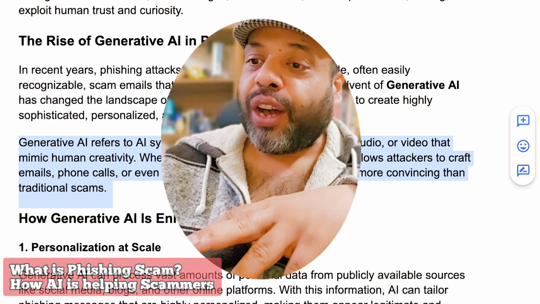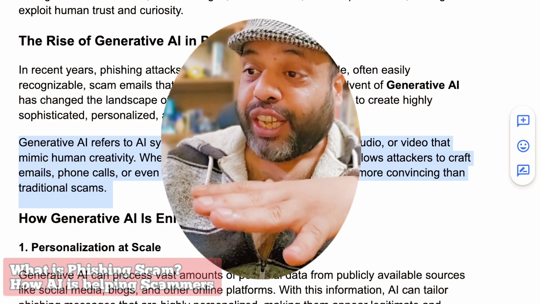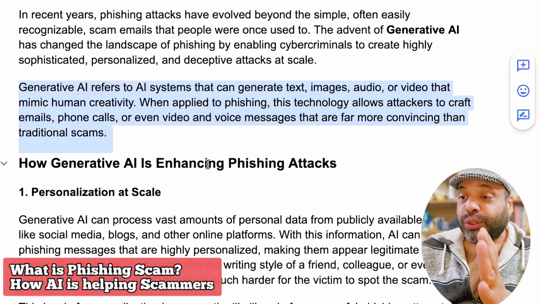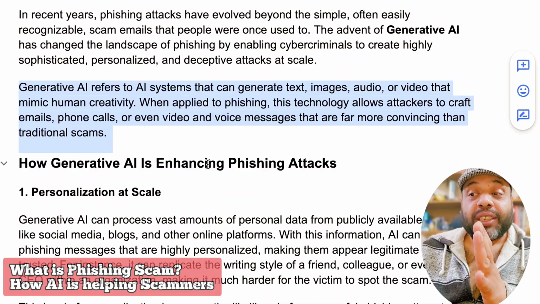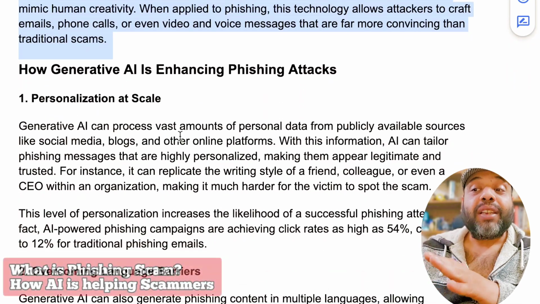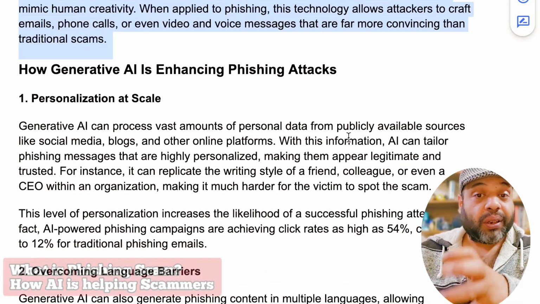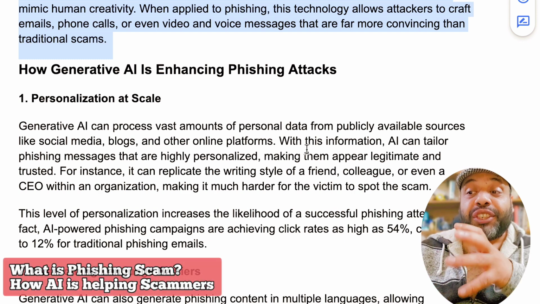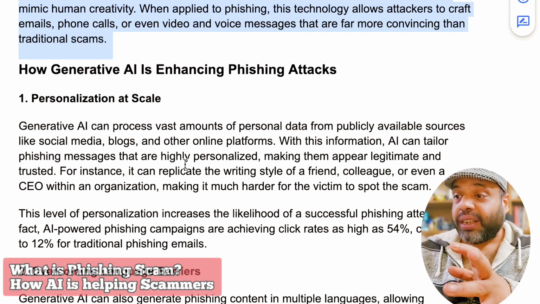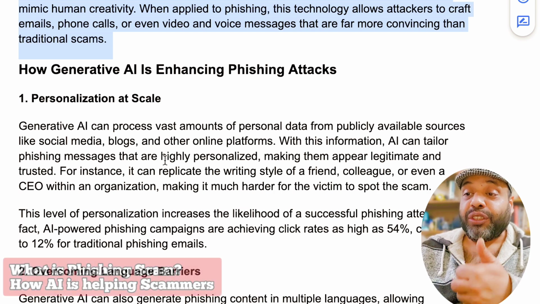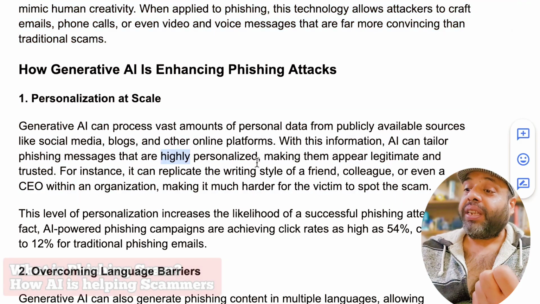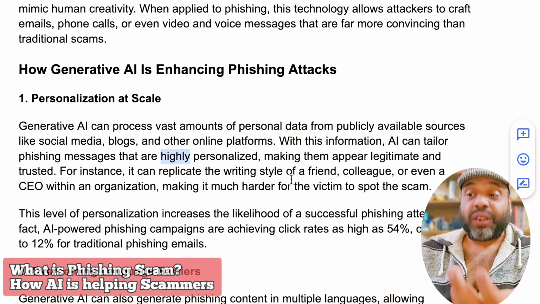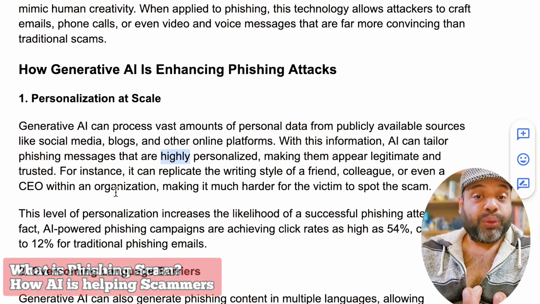I'll tell you more, right? So how generative AI is enhancing phishing attacks. Generative AI can process vast amounts of personal data from publicly available sources on social media, blogs, and other online platforms. With this information, AI can tailor phishing messages that are highly personalized, right? Making them appear legitimate and trusted. For instance, it can replicate the writing style of a friend, colleague, or even a CEO within an organization, making it much harder for the victim to spot the scam.